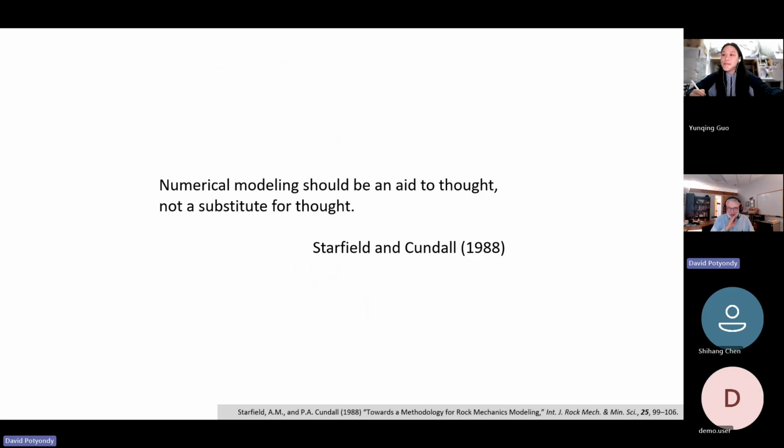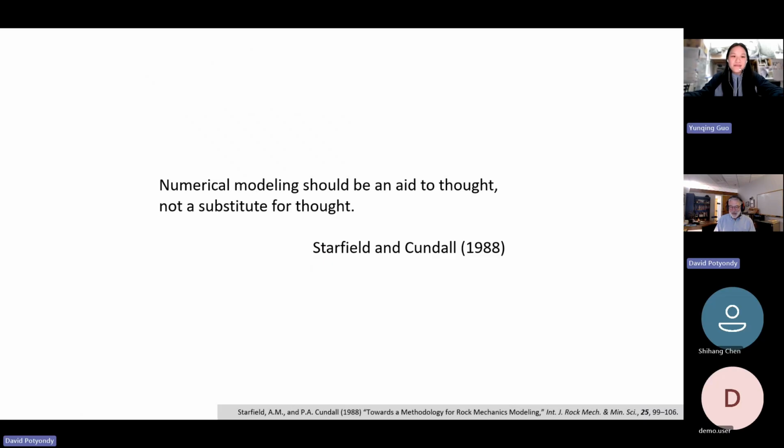And this is a quote from a very, very good paper that you should read. And it's in the materials for the course. It's from 1988. It's called Towards a Methodology for Rock Mechanics Modeling. So this is about doing modeling in the world of rock mechanics. And it talks about, if you want to do such a thing, what are some things you should be thinking about? The word methodology is a fancy word. It basically means, how should you go about thinking about and doing modeling if you're going to do it in rock mechanics?